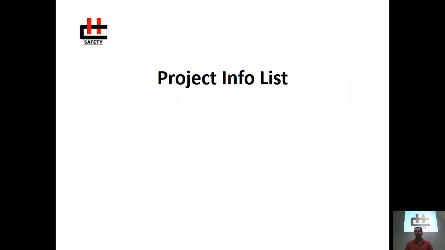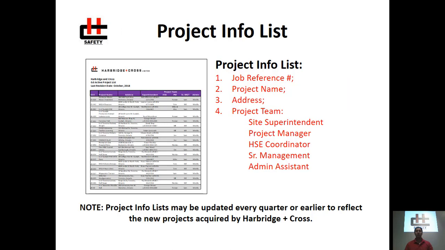The project information list. The project information list is a great tool that will highlight all the ongoing and active projects here at Harbridge and Cross. From here, we review the job reference number, the project name, the address of the project, and the project team members, including the site superintendent, project managers, HSE coordinators, the senior management that's been assigned to that individual project, and of course the admin assistant.